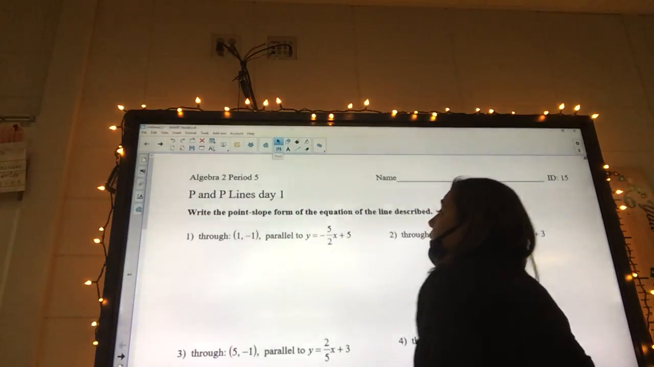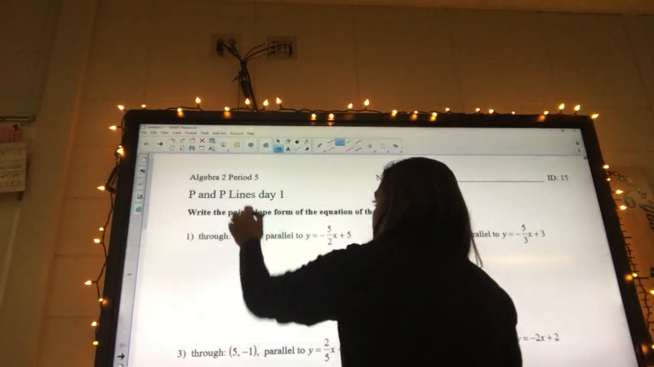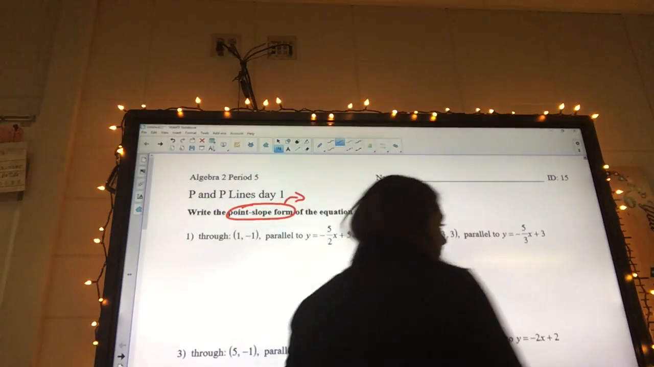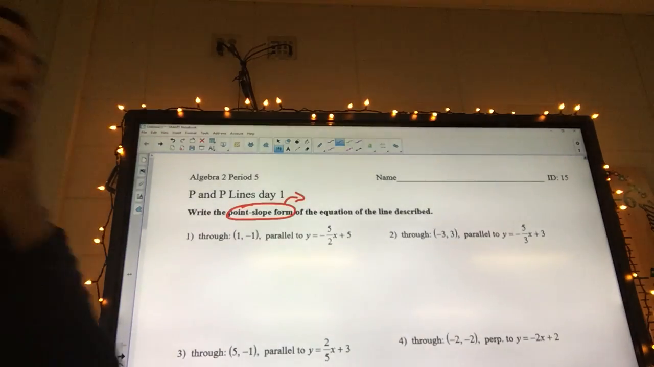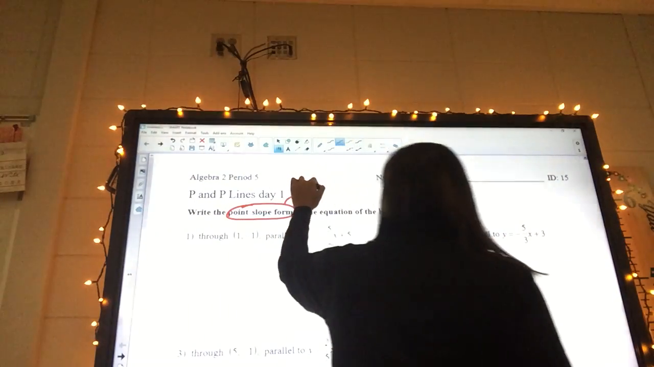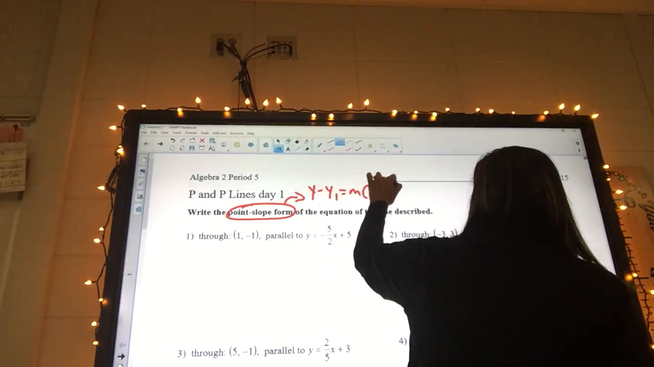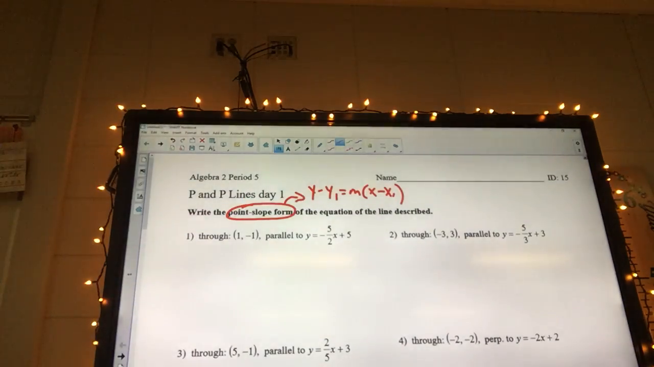these lines, and it wants you to write point slope for them. What's point slope for them? See if you guys remember. What's the formula? Y minus y1 equals m(x minus x1).